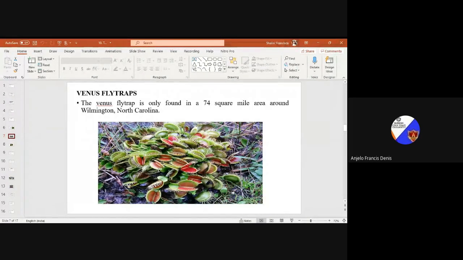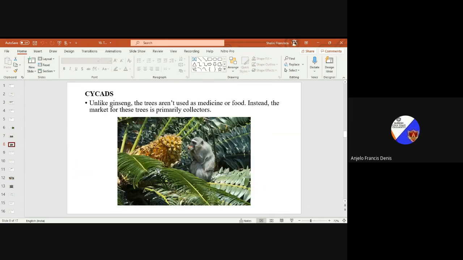Venus flytraps. The Venus flytrap is only found in a 74 square mile area around Wilmington, North Carolina. Cycads. Unlike ginseng, the trees aren't used as medicine or food. Instead, the market for these trees is primarily collectors.